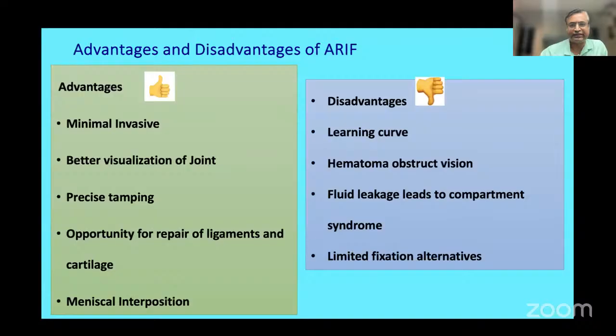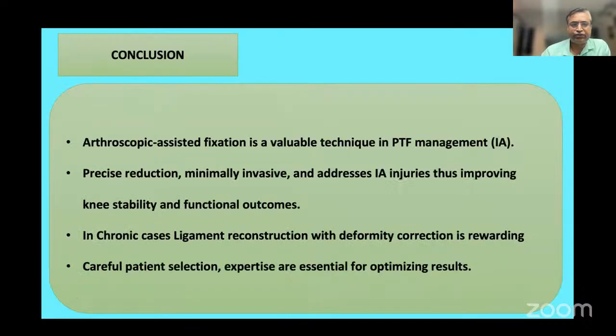and also the meniscus. So the disadvantages: you have the learning curve, the hematoma can obstruct the vision, which can be a problem. You have fluid leakage, which can cause a compartment syndrome, and there can be other issues. So arthroscopic assisted fixation is a way to look forward in proximal tibia fractures and also in chronic fractures which present with disabling deformities.